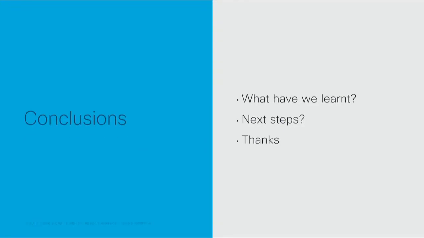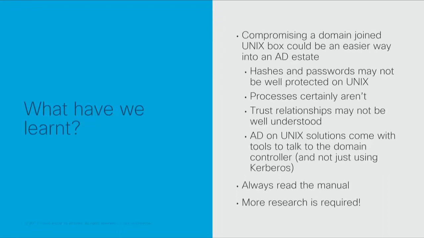So some conclusions. A little bit on what we've learned, some next steps, because there will be more work that I'm publishing in due course, and then some thanks. So, what have we learned? Active Directory on Unix is just the same as Active Directory on Windows. In fact, it's just the same as Active Directory on Windows around the era of XP.